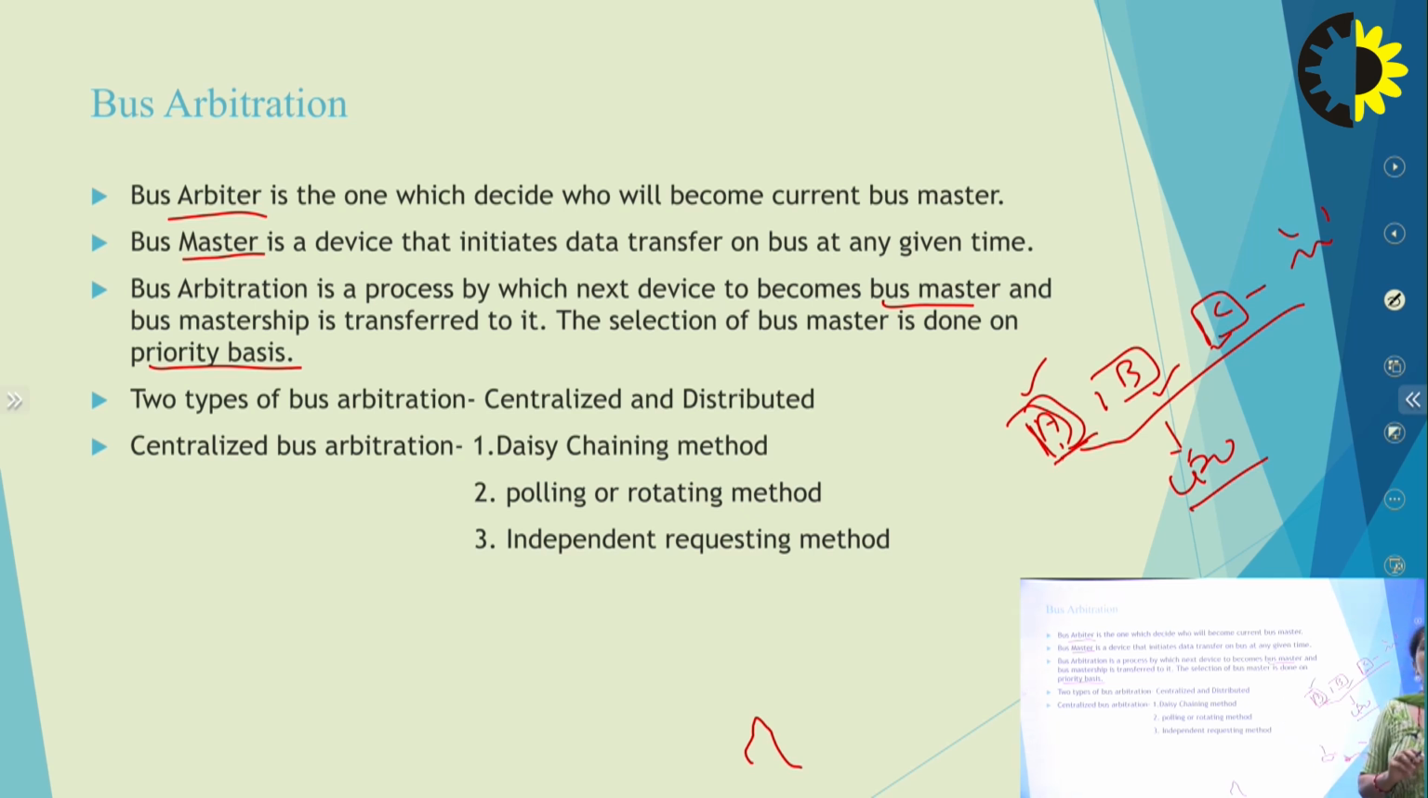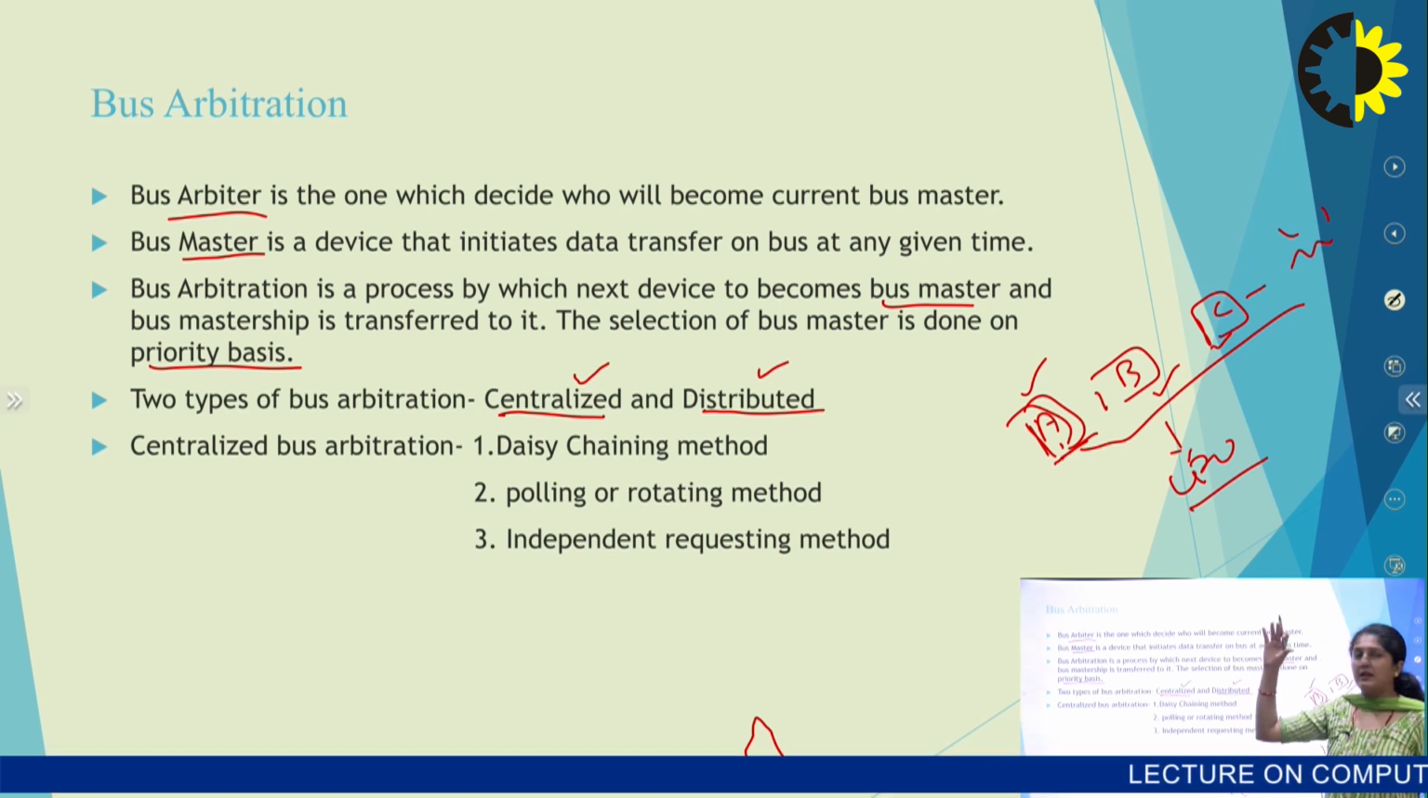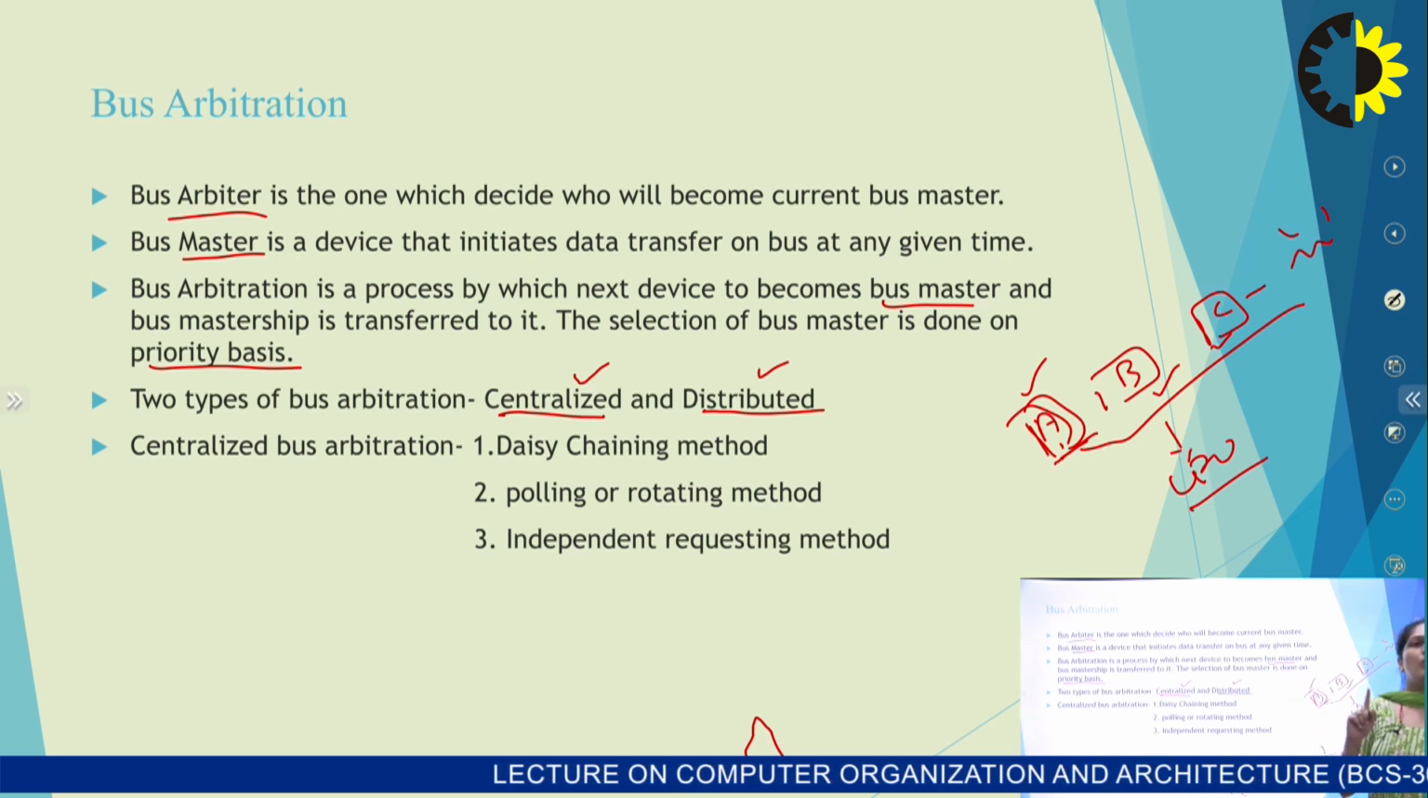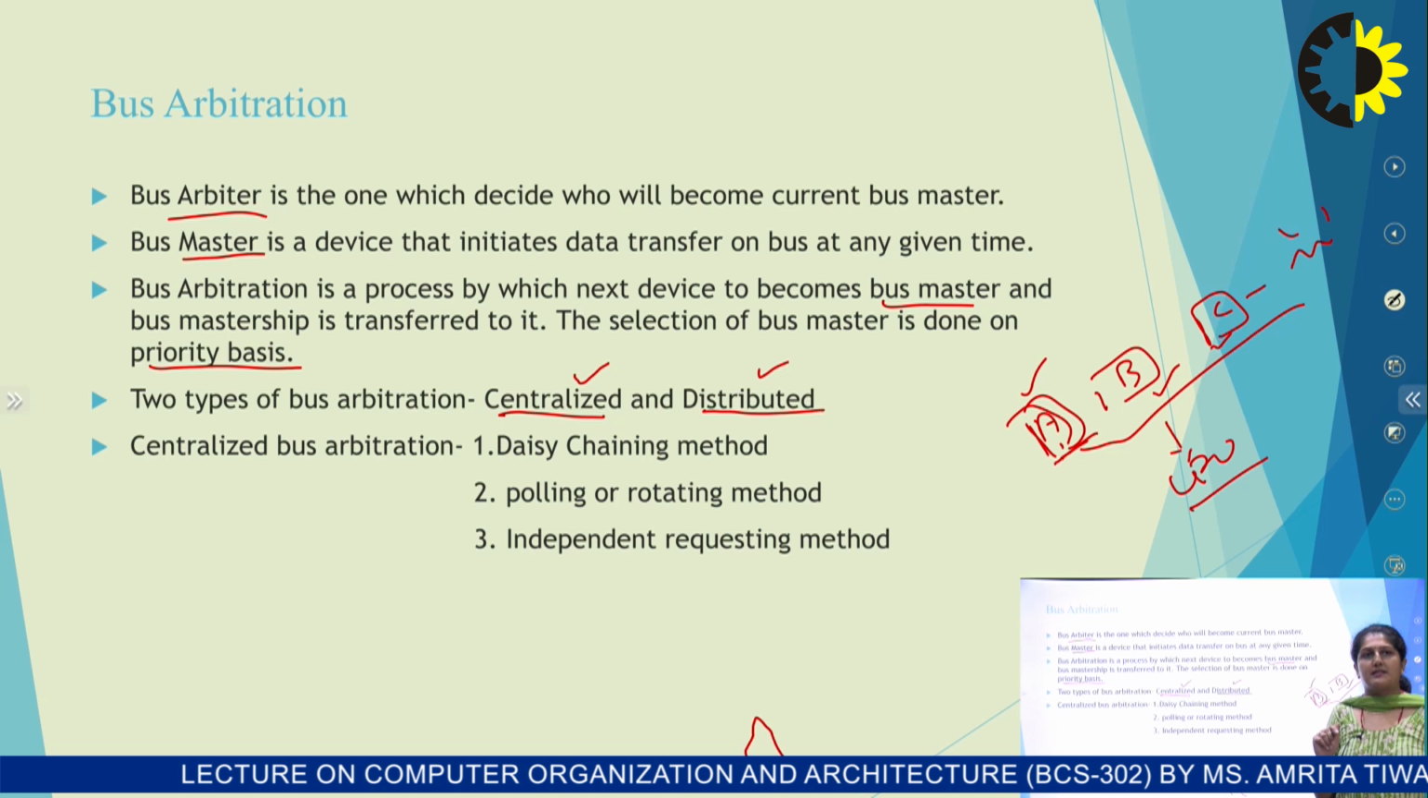There are two types of bus arbitration, centralized and distributed. What do we mean by centralized? Centralized means there is some upper authority while choosing the bus master. There will be one controller which will choose, from among the different devices, who will be the bus master and continue its transfer.